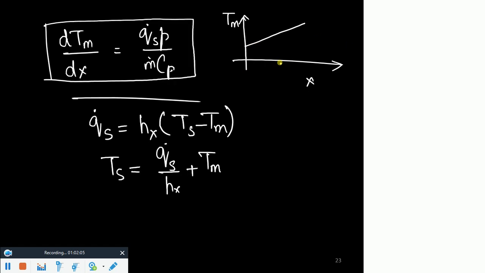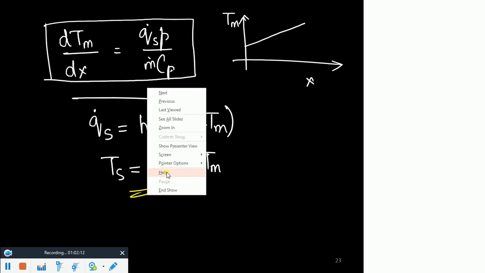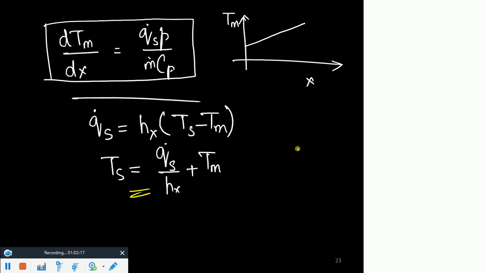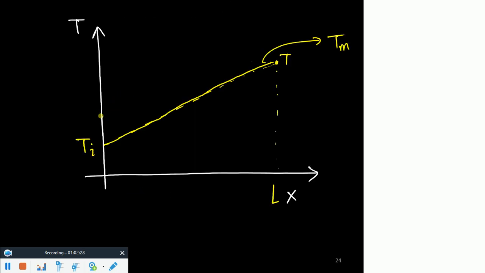Now tell me, what would be the behavior of Ts? Just look at this expression and tell me what would be the behavior of Ts. Come on, this Tm is there, and what is this value? It's a constant thing. So if I plot Ts, it should go like this, where you find out all the differences at a certain cross section, and this difference would be equal to what?